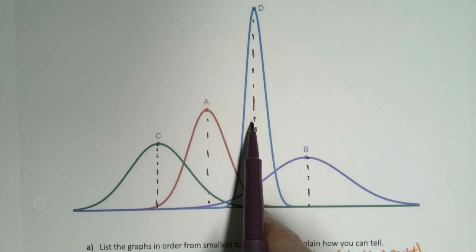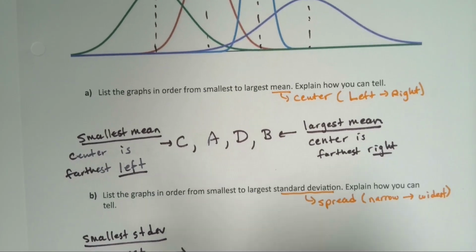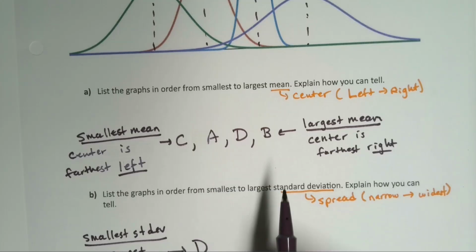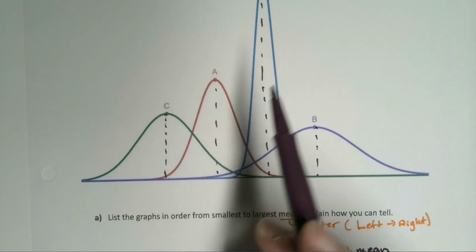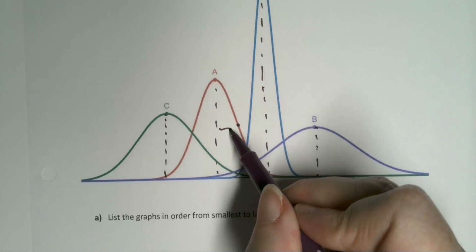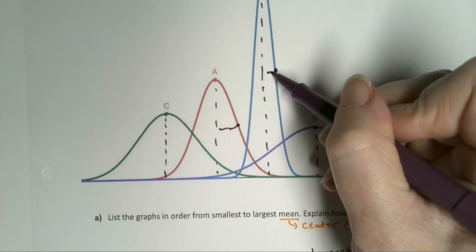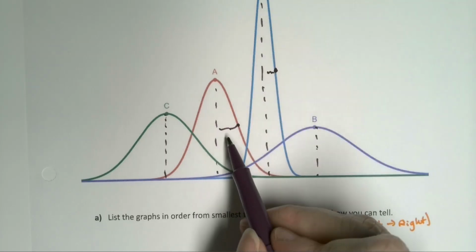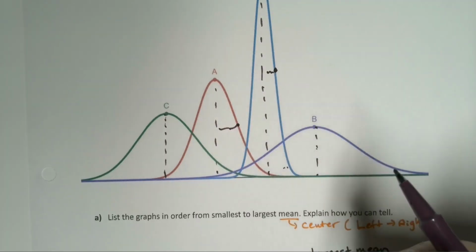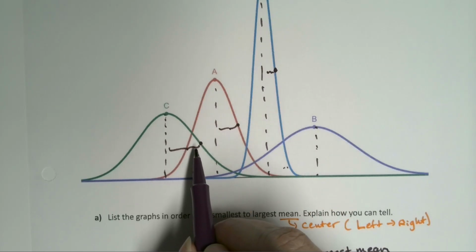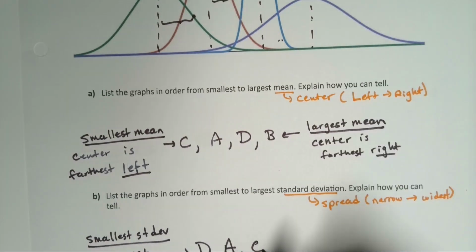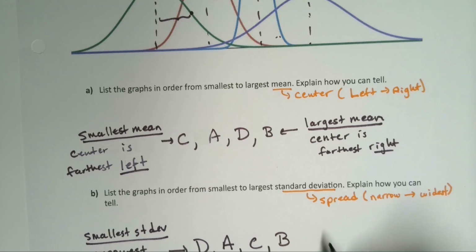D is the skinniest one, right? It has the least distance between the center line and the curve. So that's D. All right, the next narrowest is actually A. You can see right here, that distance from the inflection point out to the center line, right? That's the standard deviation. So A is next. Then C, from the center point out to the line is right there. So that's C. And then B is the last one. B has the largest standard deviation because it's the widest.